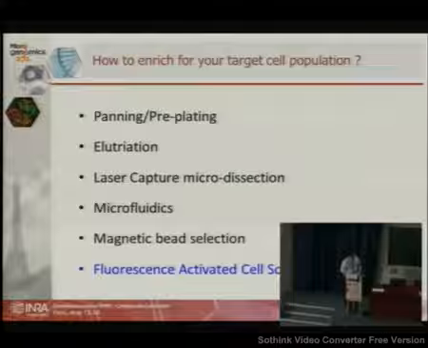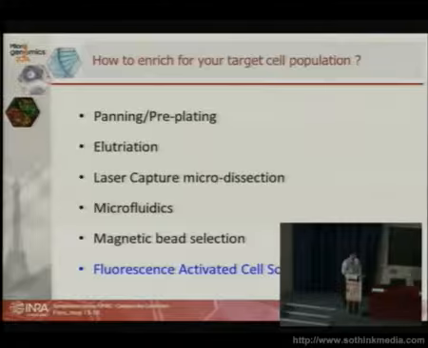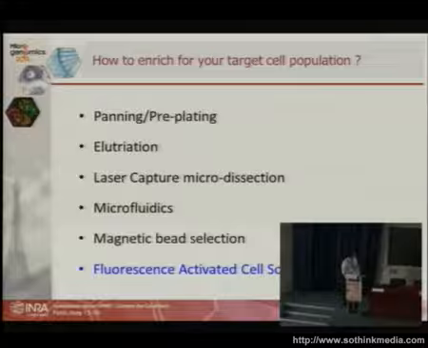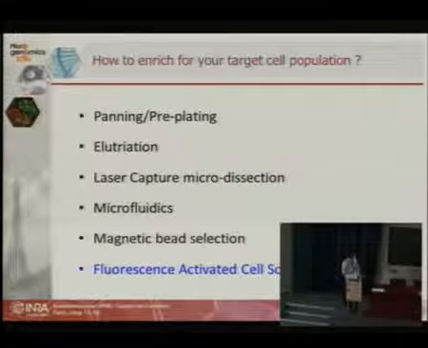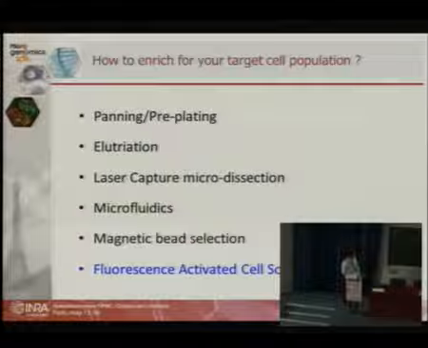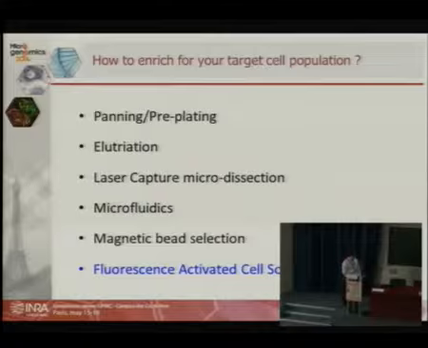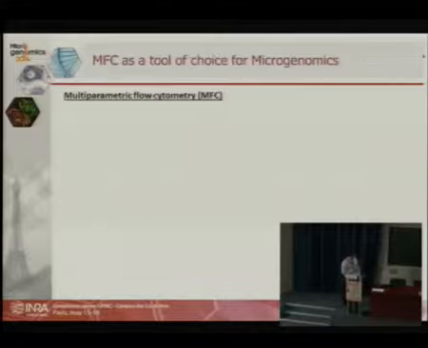So those are the different ways to enrich a target cell population. You have very classical ones like panning and pre-plating, which is what people sometimes do for macrophages. Also elutriation, which is a kind of mix of centrifugation where, based on the cell size and density, you can sort cells. Laser capture microdissection, microfluidics, which is really emerging, magnetic bead selection with the drawbacks you have heard today, and fluorescence activated cell sorting. So now we'll only focus on this.